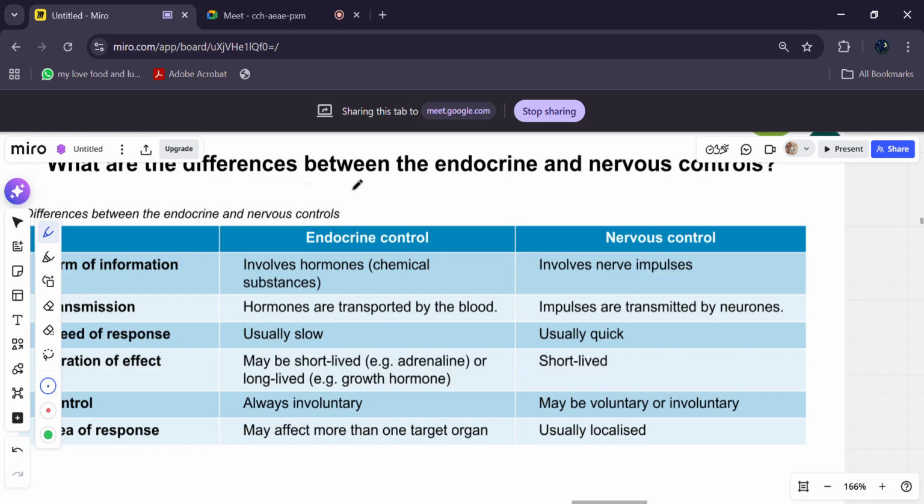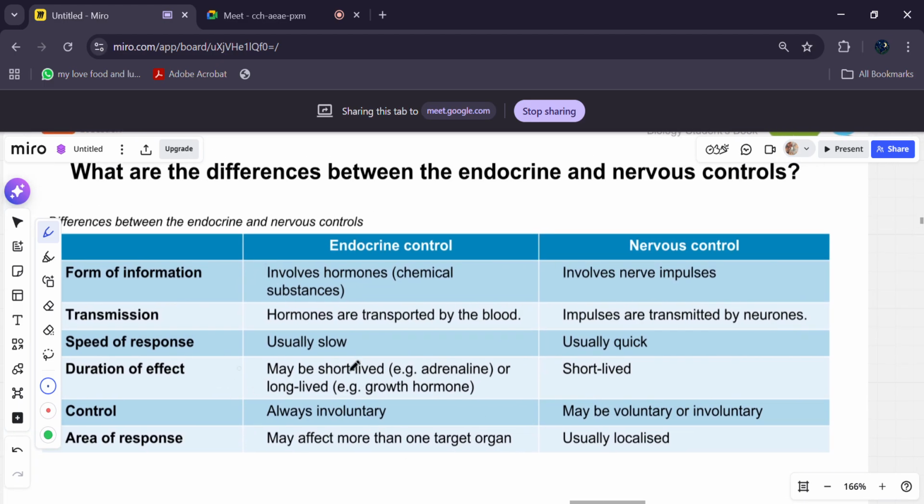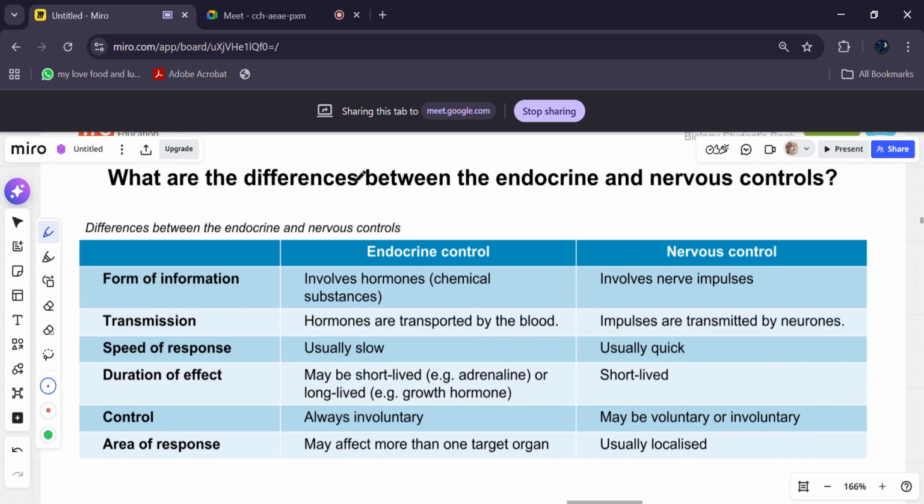But however, endocrine hormones have a long-lived effect. It really depends on the type of hormones, because the endocrine system produces hormones that travel through the blood and arrive at our target organs. Now, the hormones that arrive at the target organs can have short-lived or long-lived effects. Adrenaline has a short-lived duration.